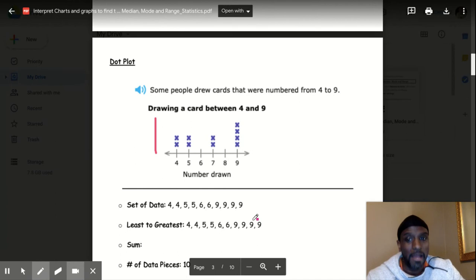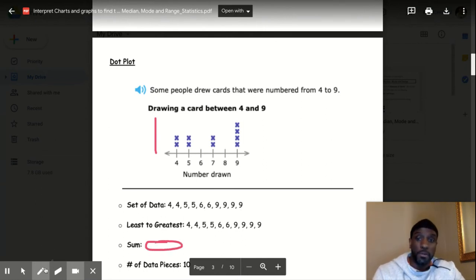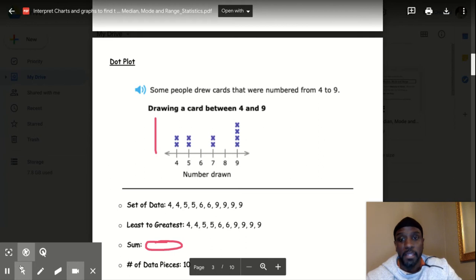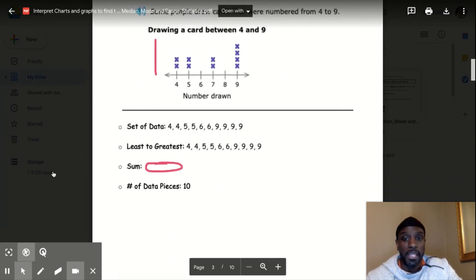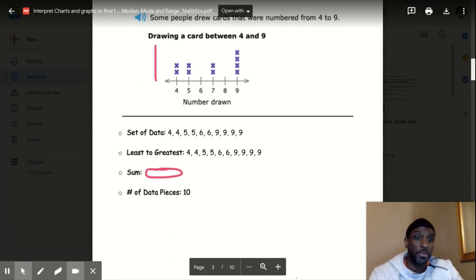Okay, wrote them all down. Put them in order from least to greatest. They are already in order, so I'm fine there. Add them together, you figure out the sum. We'll be doing this tomorrow, figuring out the sum. And I have 10 numbers there. So I wrote that down.